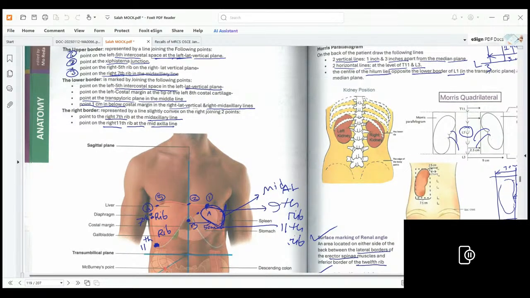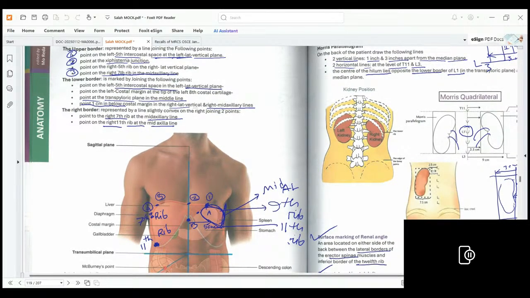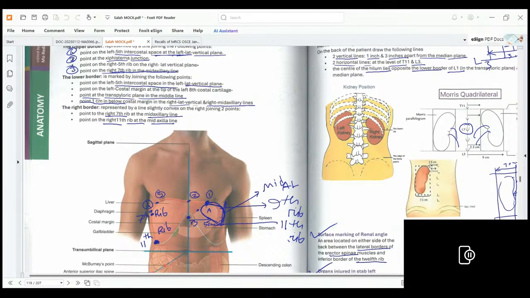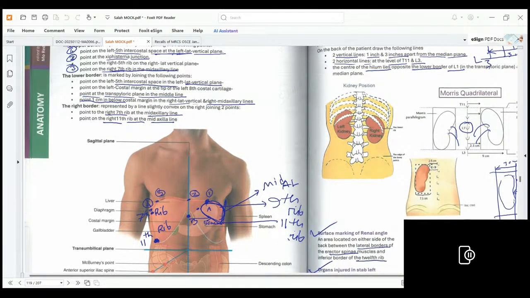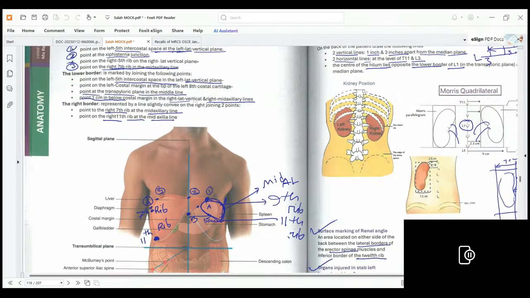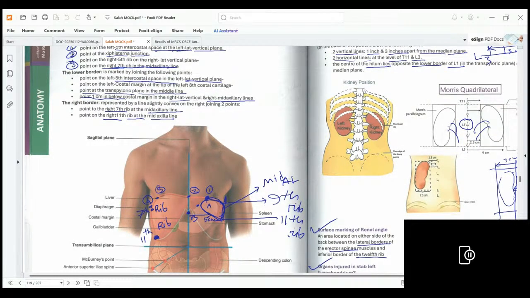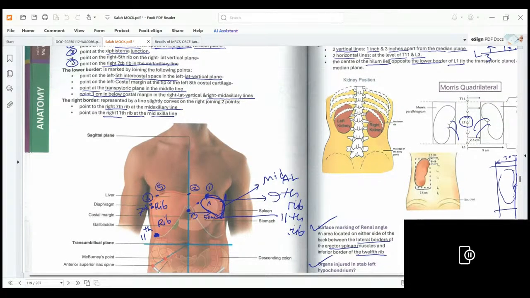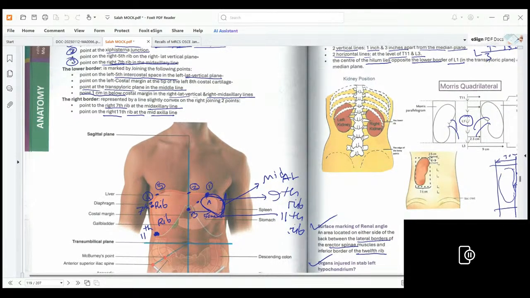The point on the seventh rib in the mid axillary line. Okay, so four points: 1, 2, 3, and 4.